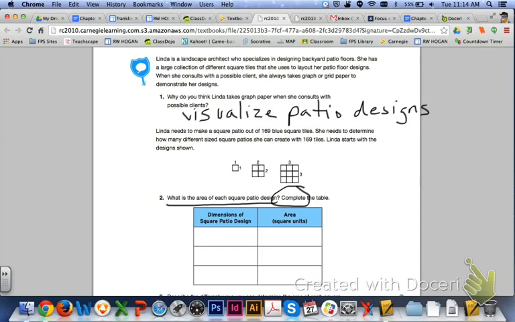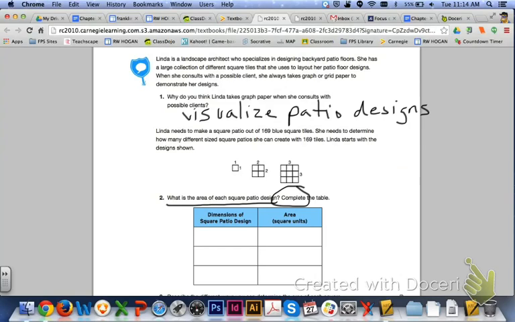Now what she needs to do is make a square patio out of 169 blue square tiles. She needs to determine how many different sized square patios she can create with 169 tiles. Linda starts with the designs shown.